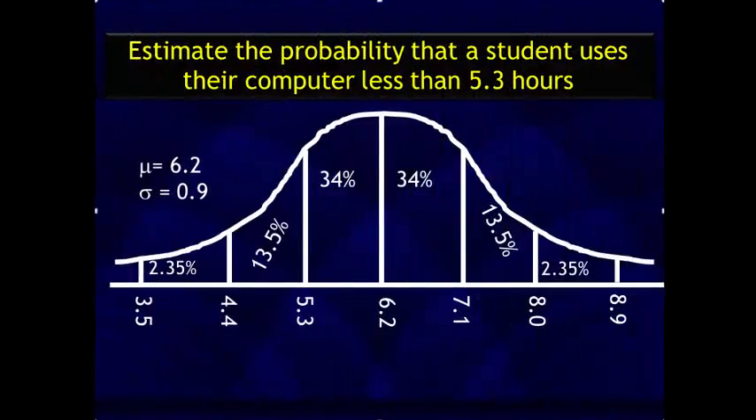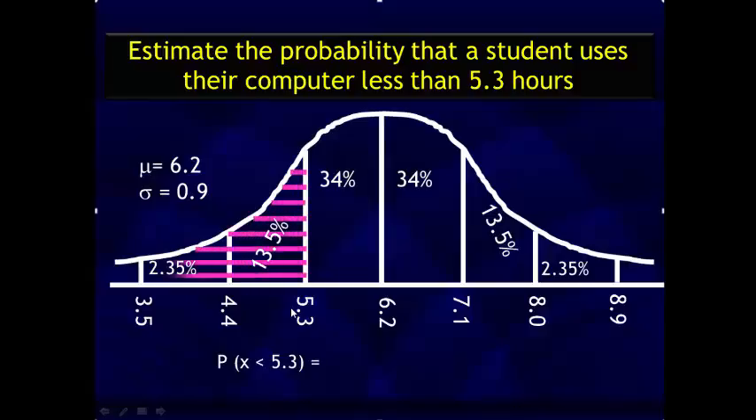Let us estimate the probability that a student uses their computer less than 5.3 hours. Here is 5.3. That should be less than 5.3. So that area is equal to 2.35 plus 13.5 equals 15.85%.